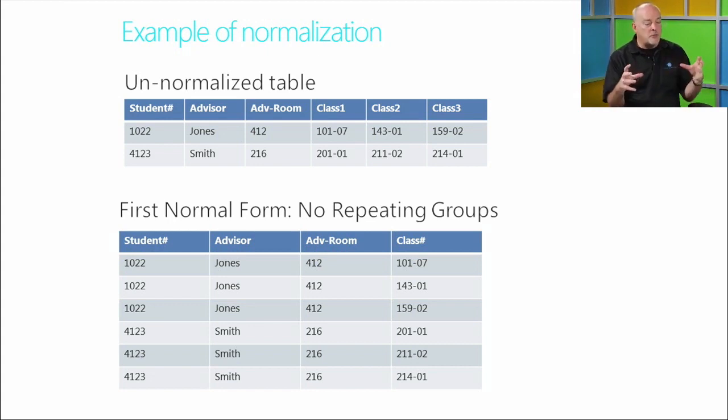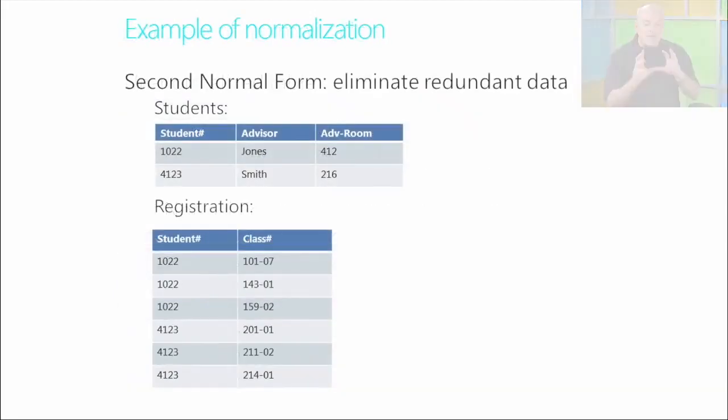So we've taken our unnormalized data, added some additional rows to it, and consolidated the number of columns in this table. We now have no repeating groups because we've applied the first normal form process. Now, as we move into the second normal form, we're going to eliminate redundant data.